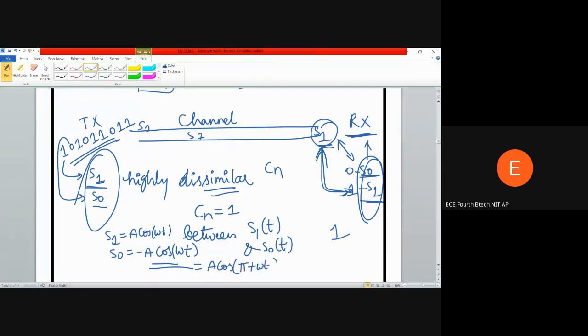The phase angle is actually 180 degrees. Cos pi plus theta means it will be coming into the third quadrant. All silver teacups: in the third quadrant cos is negative. That's the reason why you will be writing it as minus A cos omega t. The contribution of the minus is because of the 180 degrees phase shift. And this we will call the antipodal scheme.